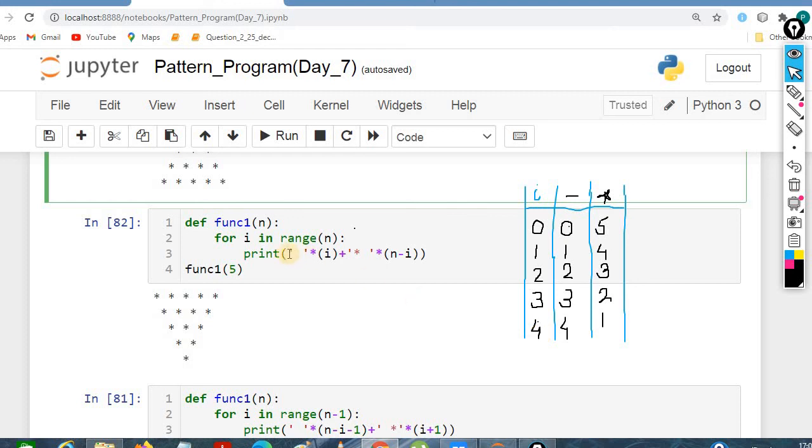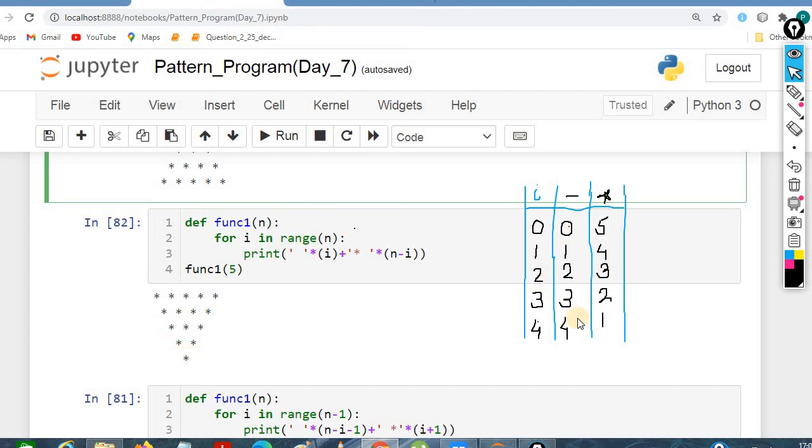For spaces we are putting simply the ith value. So for the 0th iteration the space would be 0 because we are not getting any space here. For the first iteration it will get 1 space only. For the second iteration we require 2 spaces. For the third iteration we are getting 3 spaces here. For the fourth we are getting 4 spaces.